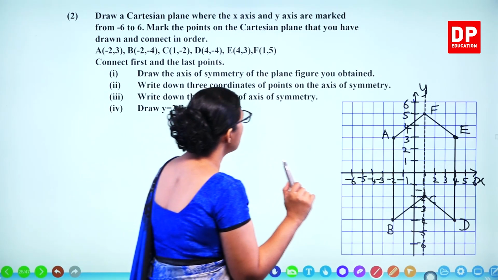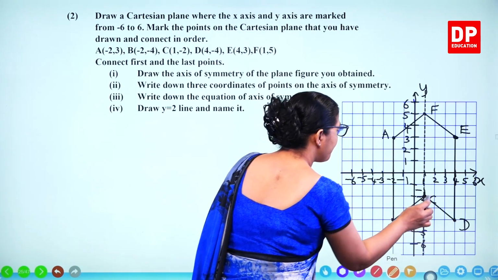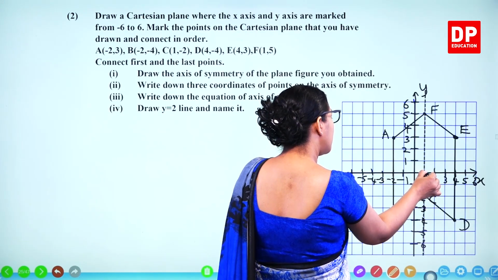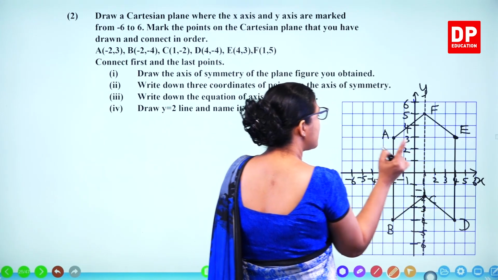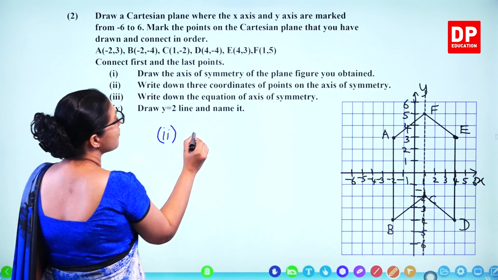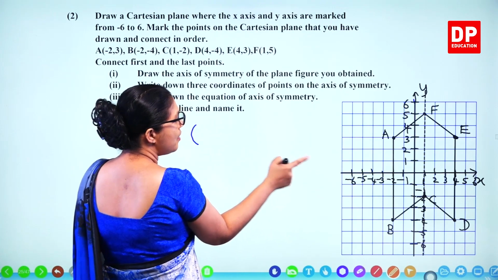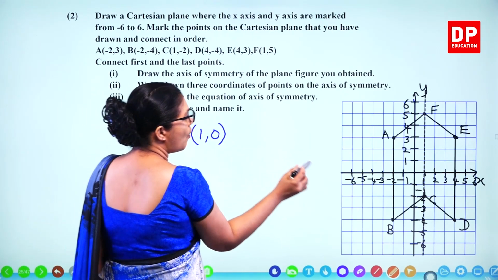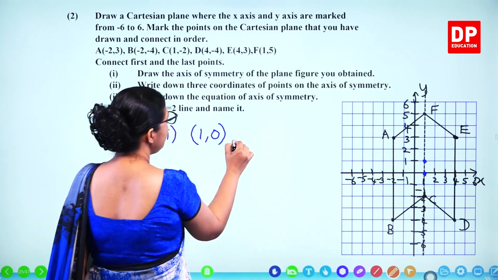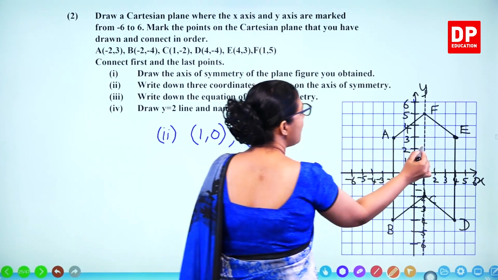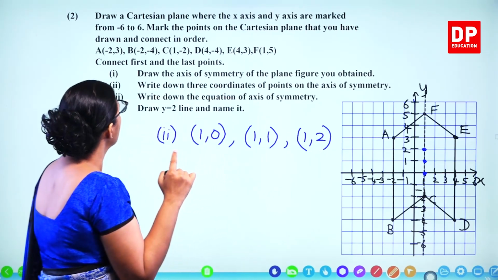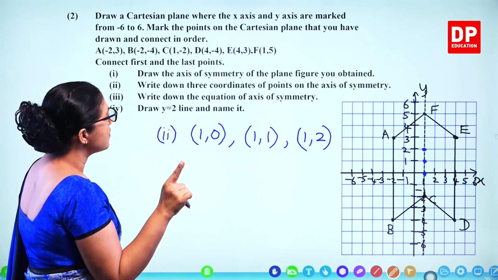Write down the 3 coordinates of points on the axis of symmetry. What are the points we can write on this line? The x value is 1. So you can write 1, 0. This is part 2. You can write 1 with 0, which is here. Then 1 with 1, 1 with 2, any 3 points. The x value is 1.